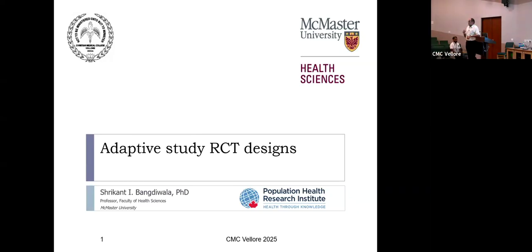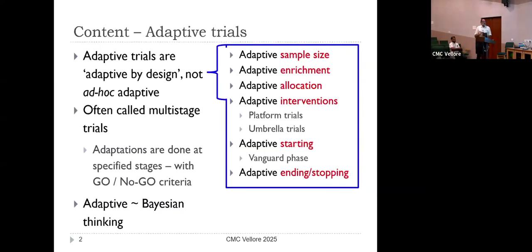Adaptive designs are designs that at the beginning have a protocol that is set in stone as to how you're going to do the adaptation. So we'll go slowly through this and hopefully convince you of the difference between flexible protocol changes versus adaptive designs. So what are adaptive designs? They are, as I said, adaptive by design. They're not ad hoc adaptive, where I'm sort of changing things as problems appear.